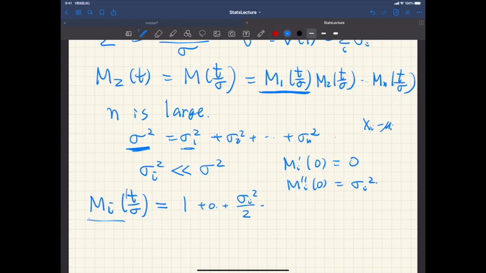And we try to expand in terms of this, t over sigma. So that's t over sigma squared. And similarly, we should have as the third derivative, the third moment, over 3 factorial, and t over sigma to the power of 3 and so on. Okay, so this is the third moment around the mean.